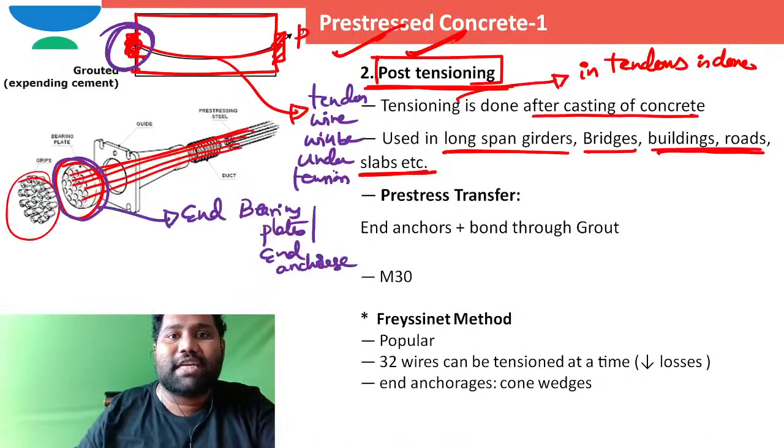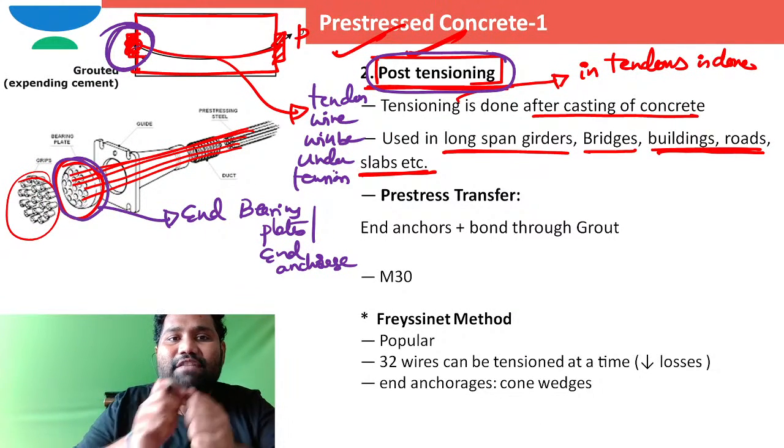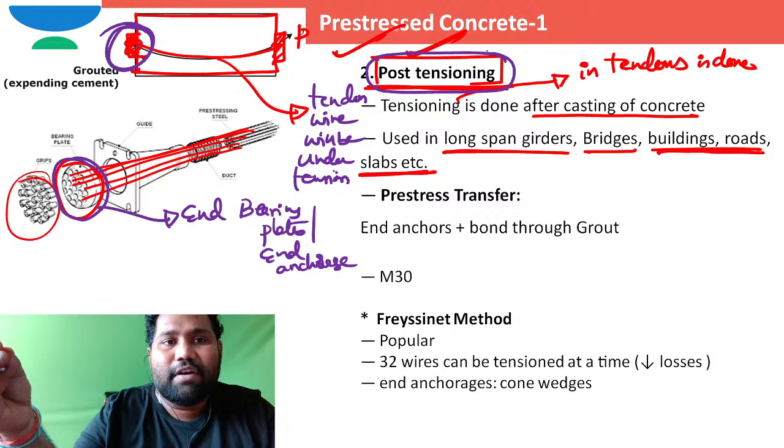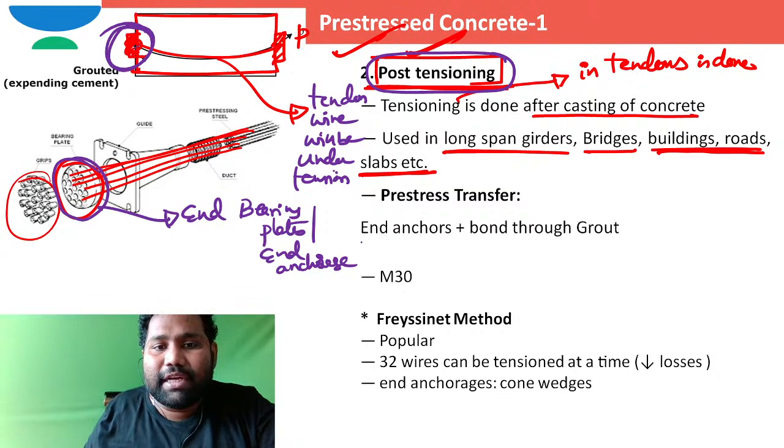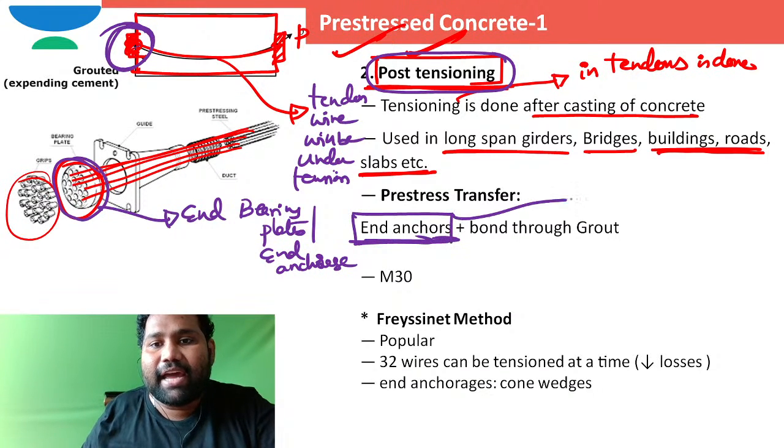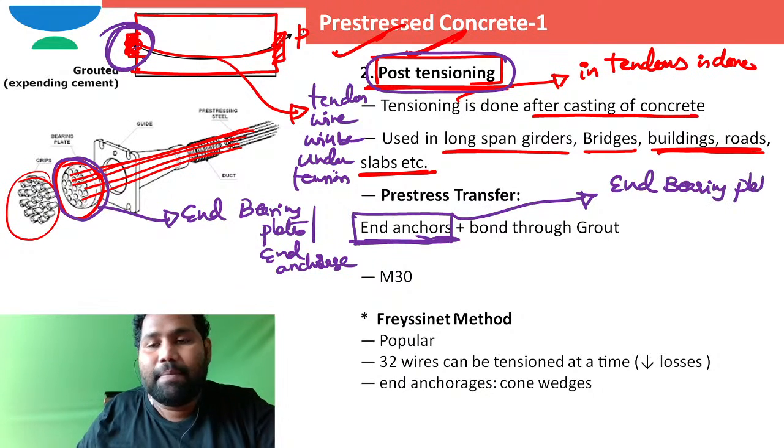But in case of post-tensioned concrete, the tension from the tendons will be transferred to the surrounding concrete as compression because of the terminology called end anchorages. What are these end anchorages? End anchorages may be end bearing plates with tendons gripped.